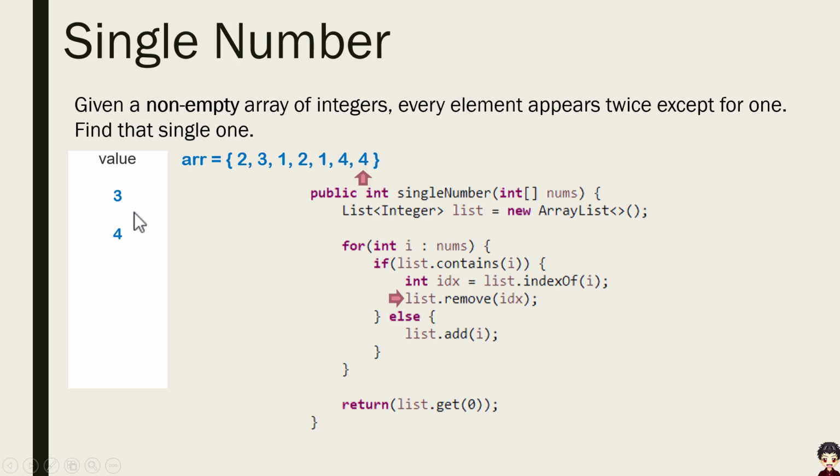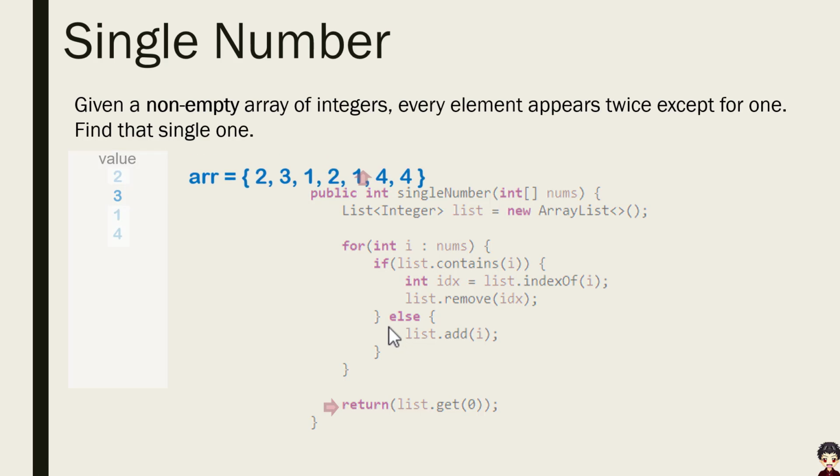And now that we're done, we are actually going to return that value already, the remaining one. So return list that gets 0. Okay. So that is how it works for the brute force.